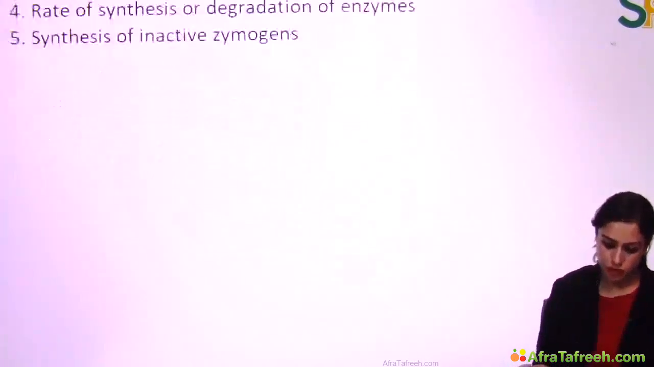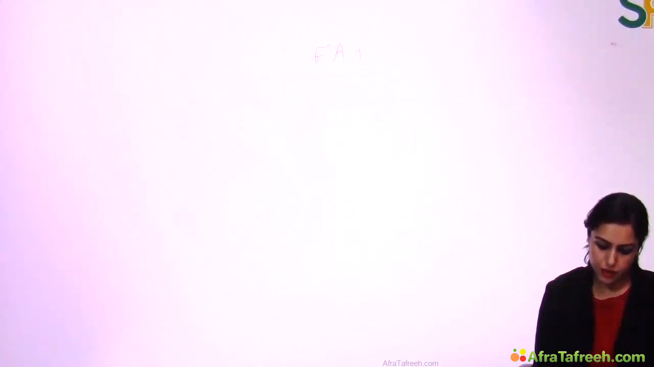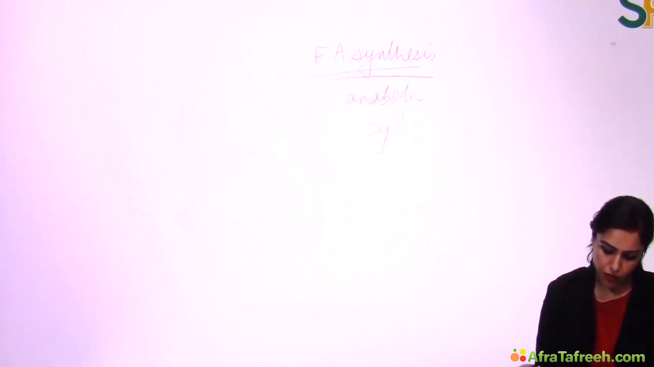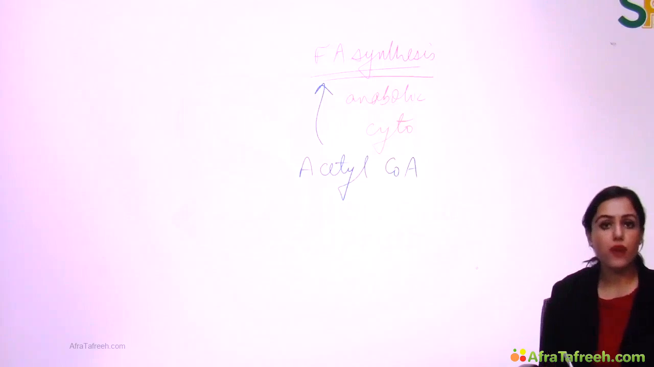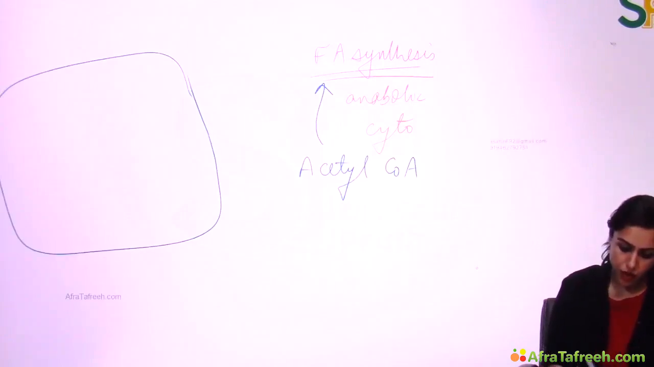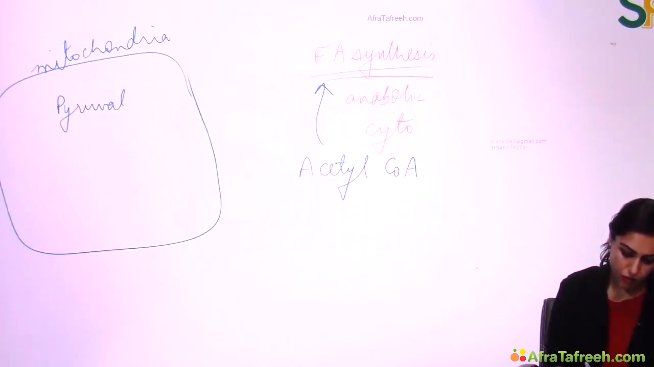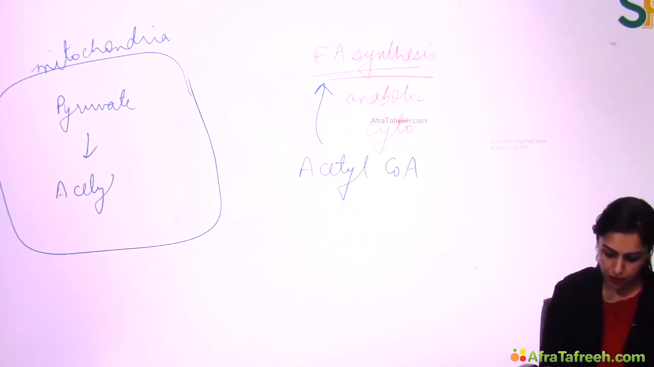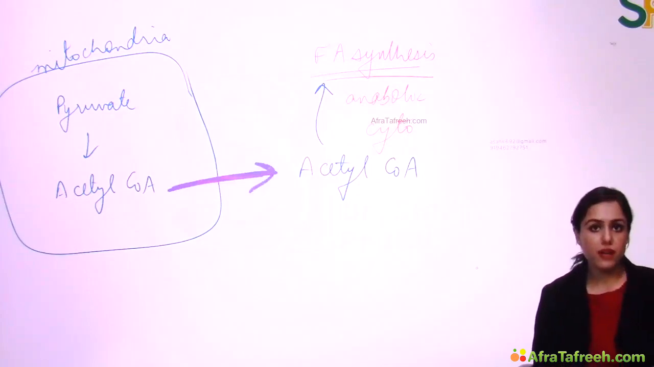Let's see the example. You know, like fatty acid synthesis pathway. Fatty acid synthesis is anabolic pathway. Any anabolic pathway occurs in cytoplasm, and the starting material for fatty acid synthesis is acetyl-CoA, which is required in cytoplasm for fatty acid synthesis. But acetyl-CoA is formed in mitochondria. In mitochondria, link reaction occurs, that is, pyruvate forms acetyl-CoA. This acetyl-CoA has to go from mitochondria into cytoplasm so that fatty acid synthesis can occur.